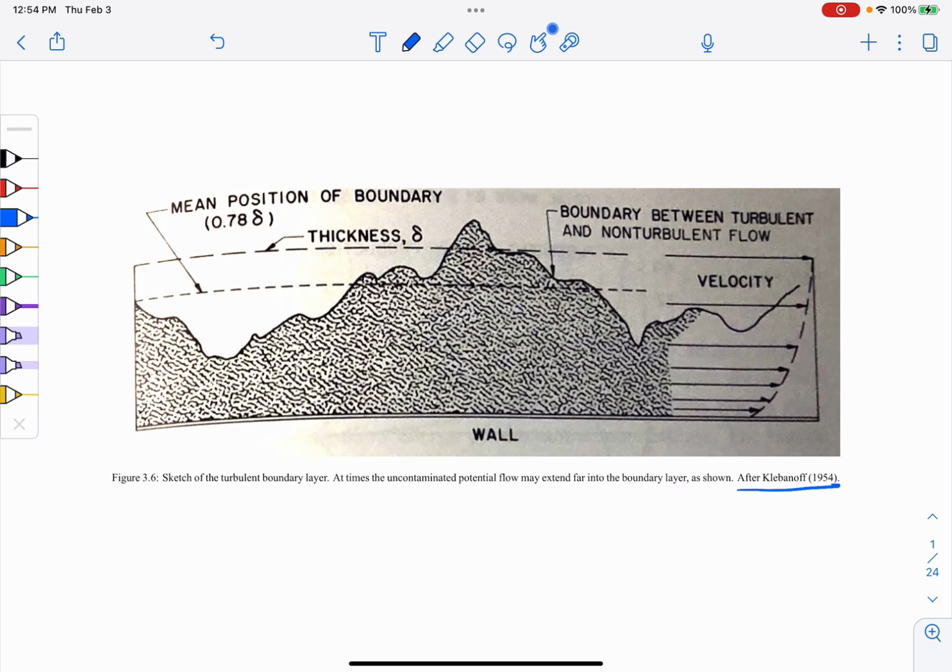And here's one interesting plot of his work. Here's the wall. Flow goes from left to right, as you know. And he plotted this mean velocity profile. That's what you're seeing here. So of course, here's 0. Here's u infinity. And this is the x direction, y direction. So this is all pretty standard.